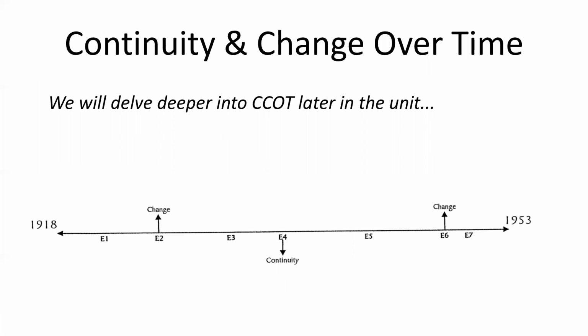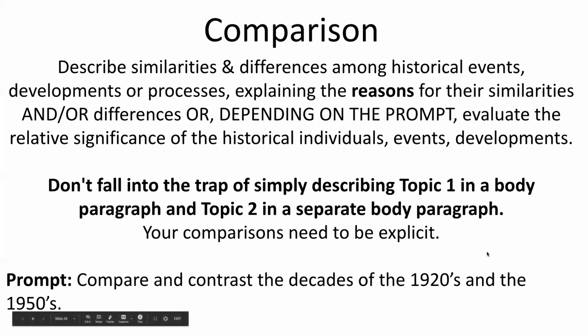This is a way that you can organize your essay by using a timeline with the top half being change and the bottom half being continuity. Or you can do 2 timelines. You can do one that's a straight line and one that's kind of jagged. The straight line would be continuity and the jagged one would be change.